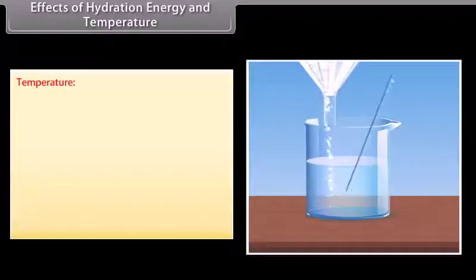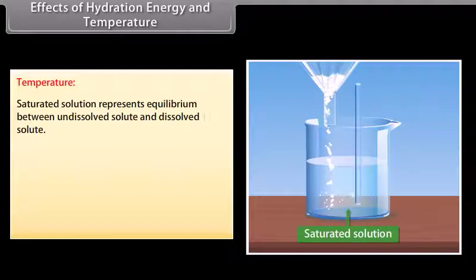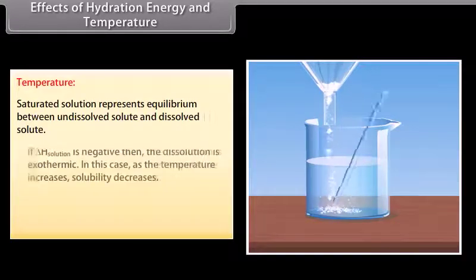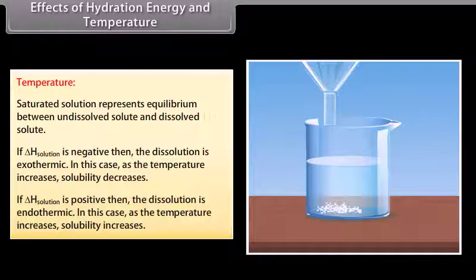Temperature. Saturated solution represents equilibrium between undissolved solute and dissolved solute. If delta H of solution is negative, then the dissolution is exothermic. In this case, as the temperature increases, solubility decreases. If delta H of solution is positive, then the dissolution is endothermic. In this case, as the temperature increases, solubility increases.